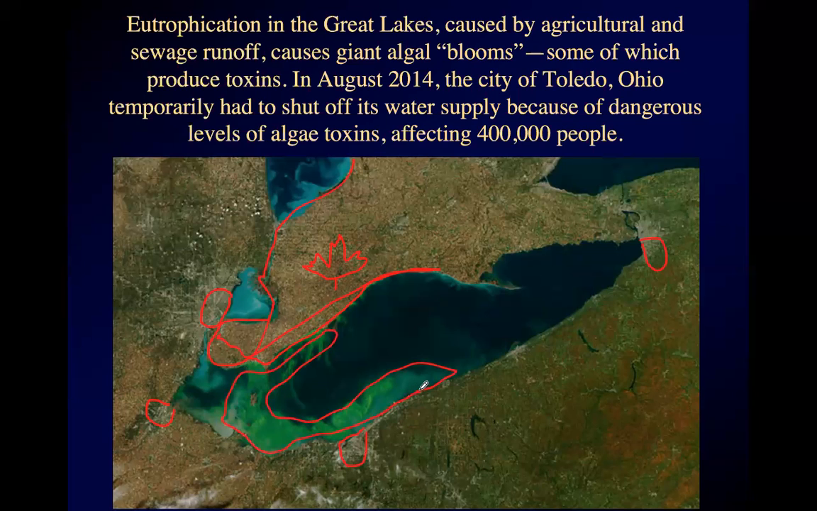And this matters because some algae get really toxic if you have lots of them growing in one place. In August 2014, Toledo, right over here, temporarily had to shut off the city water because Toledo gets its water from Lake Erie, and there was so much algae growing in Lake Erie that the water got dangerous. 400,000 people had to make do with bottled water and couldn't flush their toilets. So this can be a pretty big problem. Eutrophication can.